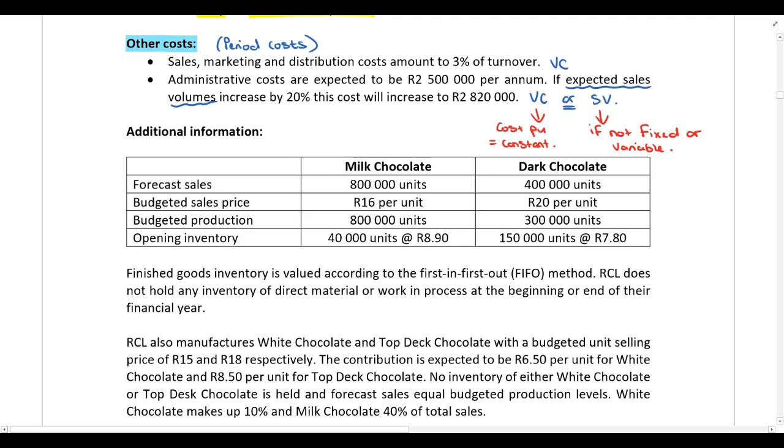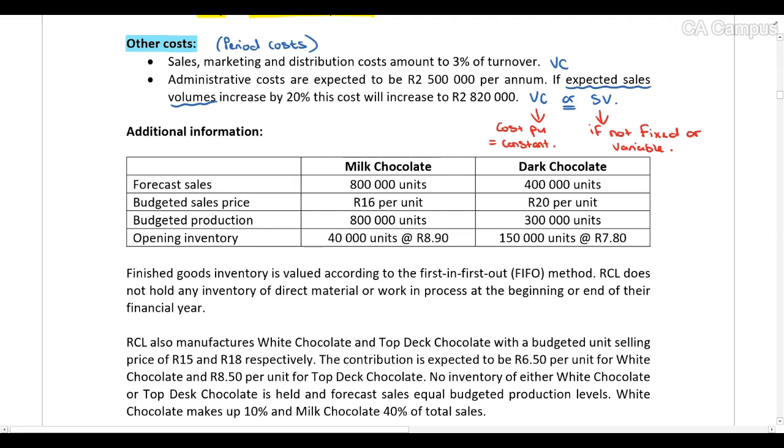Then you are given some other additional information. Once again, this information relates to milk chocolate and dark chocolate. So first you've been given their forecast sales. Then you've been given the budgeted sales price. You've been given budgeted production, and you've also been given opening inventory.